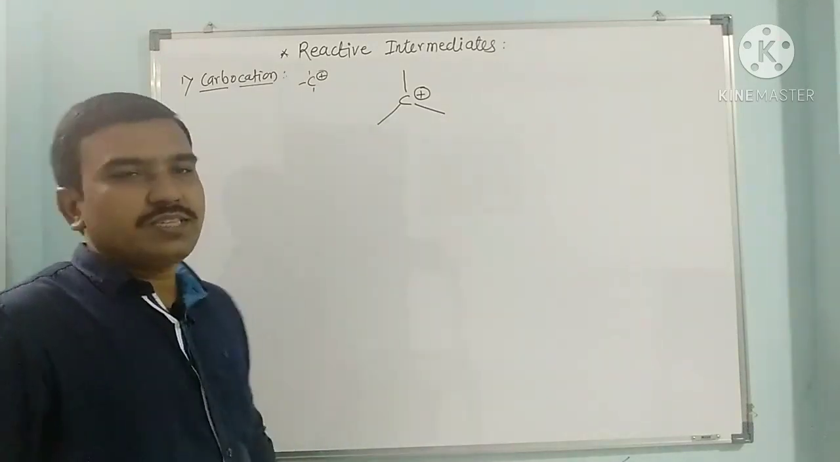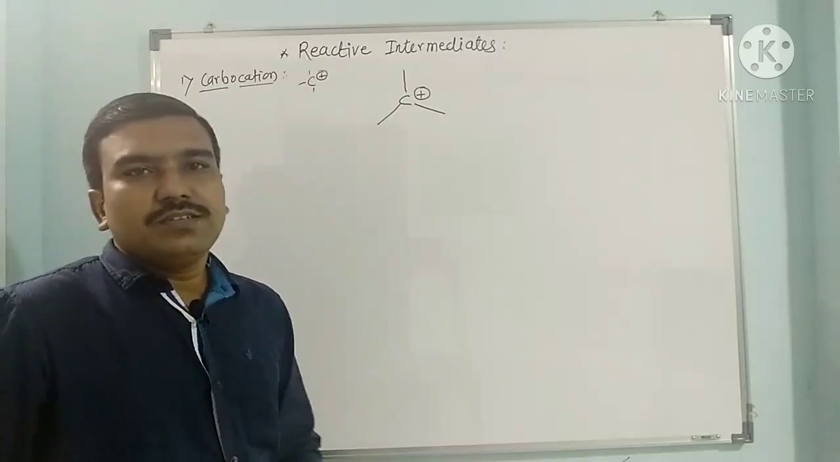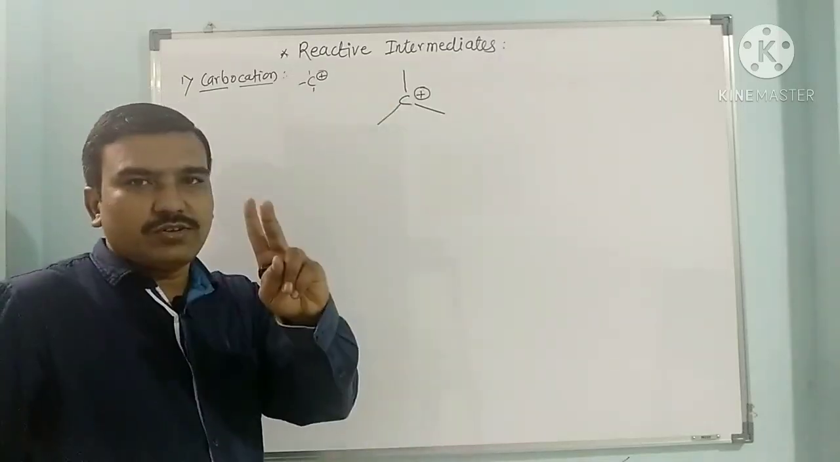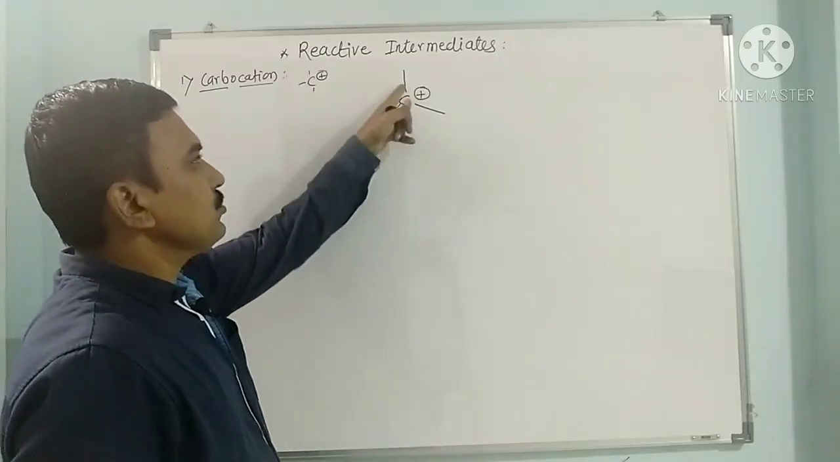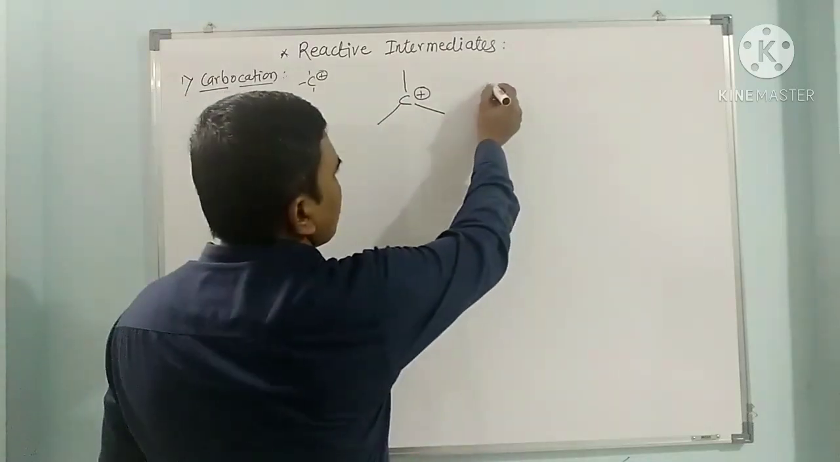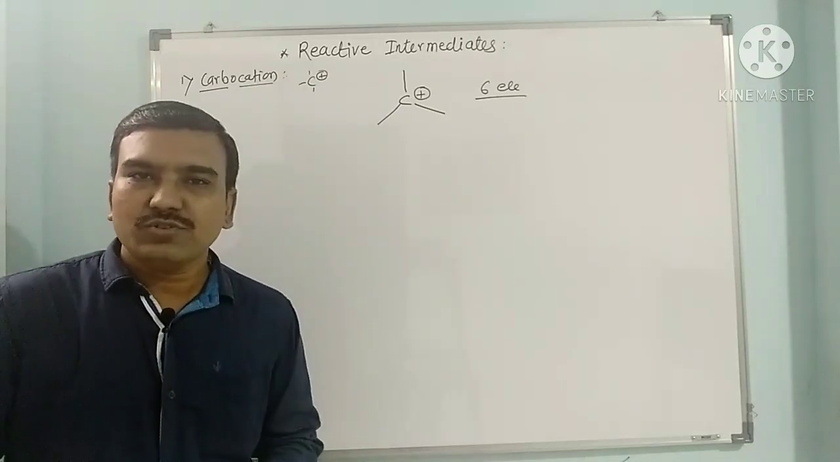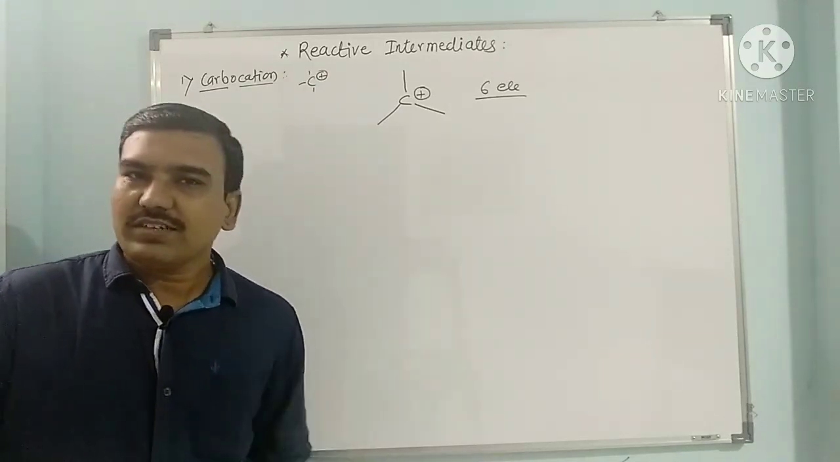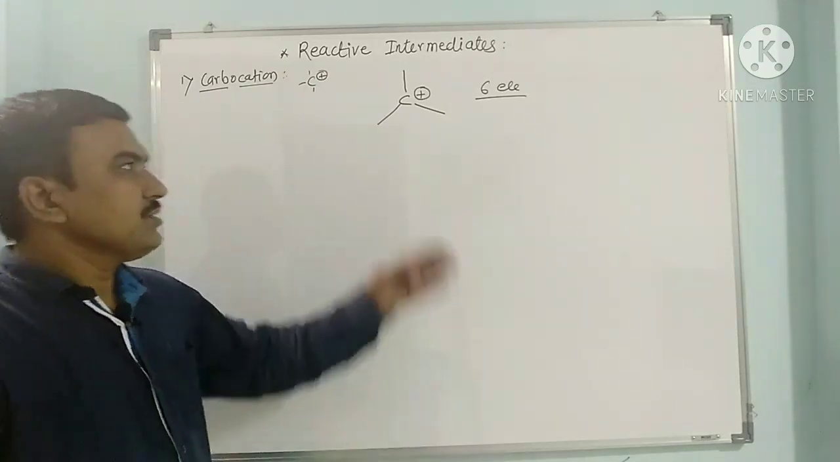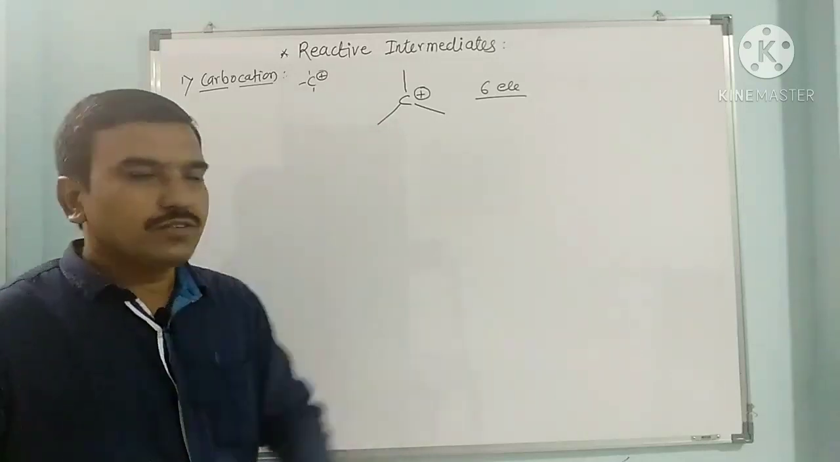So see how many bonds are there? 1, 2, 3. Each bond is made up of 2 electrons, so 2 plus 2 plus 2, so it has 6 electrons around it. How many electrons should be there with carbon? A total of 8 electrons should be there to complete its octet. So here there is a deficiency of 2 electrons.